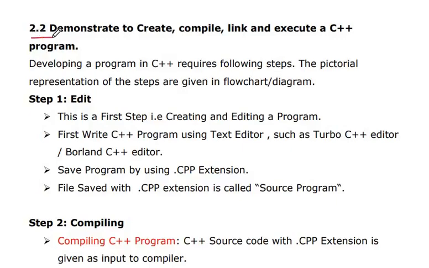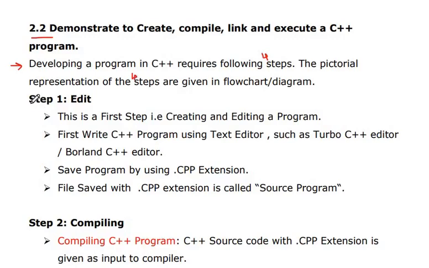Now I will be discussing the second concept in the second unit: demonstrate how to create, compile, link and execute a C++ program. Developing a program in C++ requires the following four steps. The pictorial representation of the four steps is given in the flowchart or diagram. Now let us see the four steps to develop a C++ program.